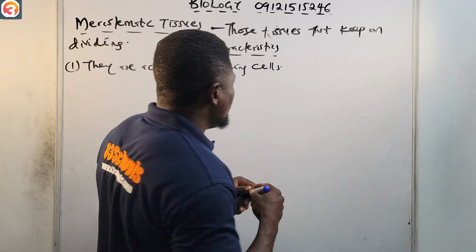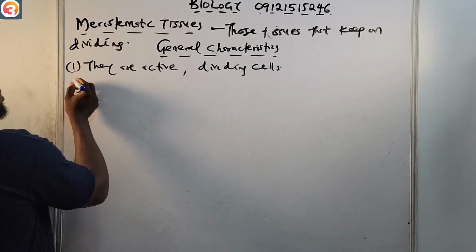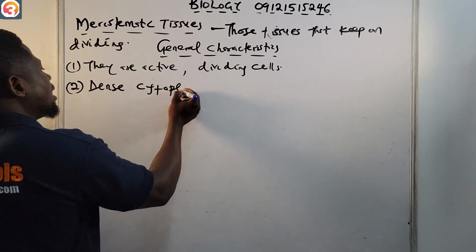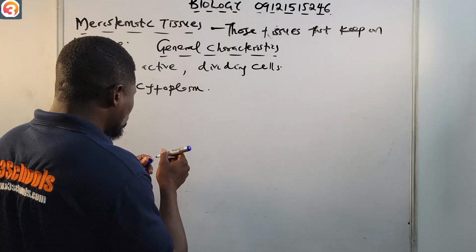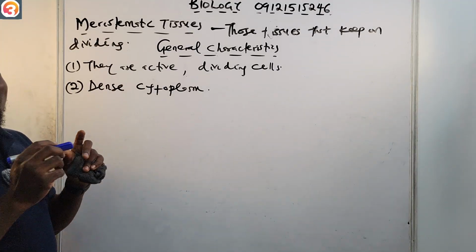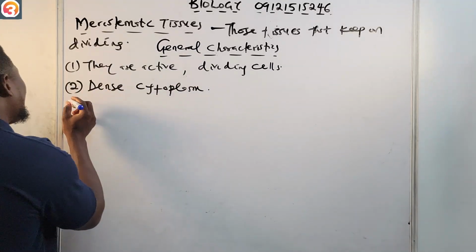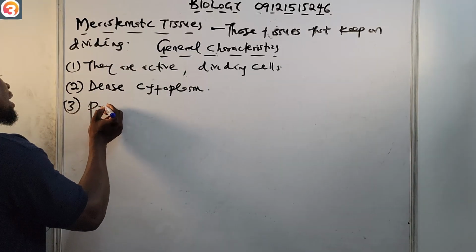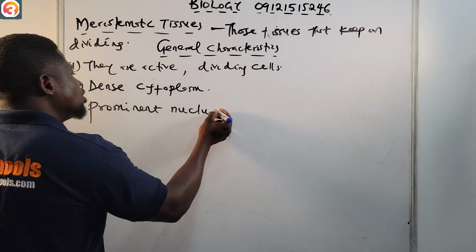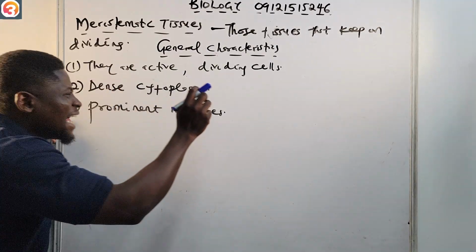Now number two, we say that they have a dense cytoplasm. Okay, so this is another characteristic of meristematic what? Tissues. All right, then also number three, they have what we call a prominent nucleus.